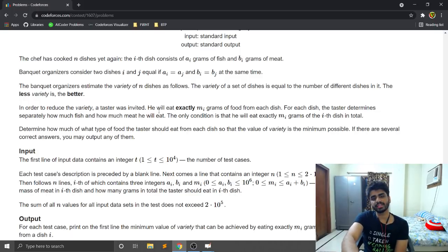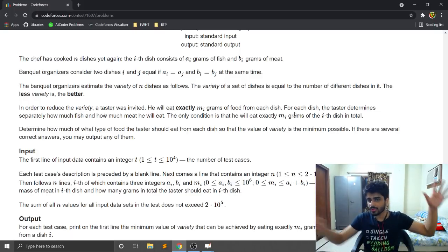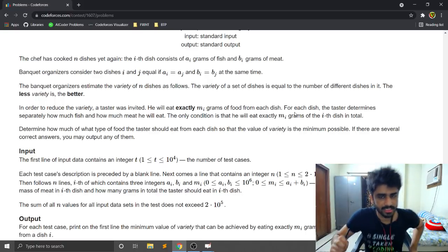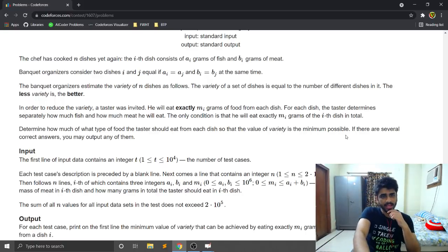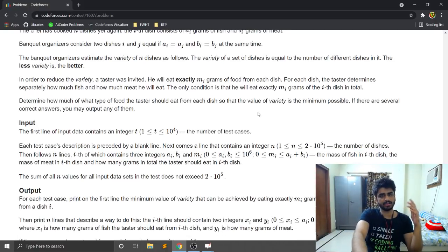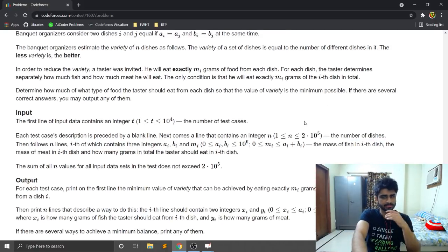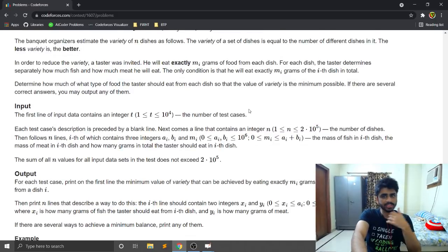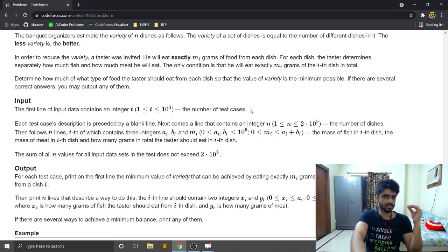To do it, the taster will eat mi grams of food from each dish. So this time, the m is not the same for all the dishes. Mi is different for each of the dishes, and the taster will determine how much fish and meat he wants to eat, and he wants to eat in total mi grams from that dish. What he wants to do is keep the variety as minimum as possible.